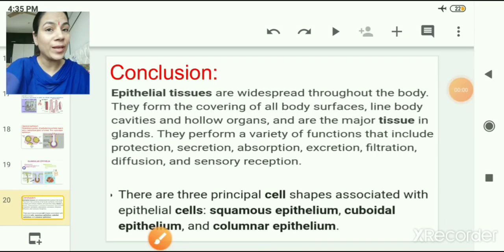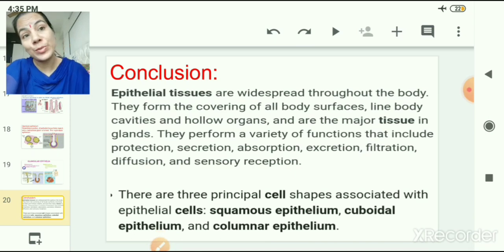Let's now quickly conclude what we have done in today's session. Epithelial tissues are widespread throughout the entire body. They form the covering of all body surfaces, line body cavities and hollow organs, and are the major tissues in the glands. They perform a variety of functions which include protection, secretion, absorption, excretion, filtration, diffusion, and sensory reception.